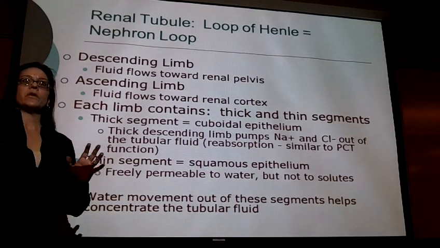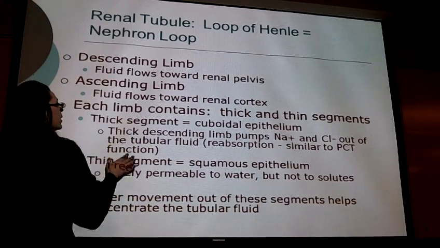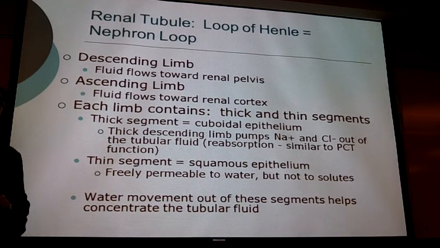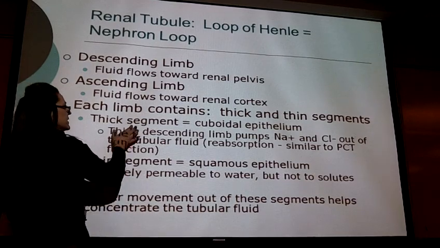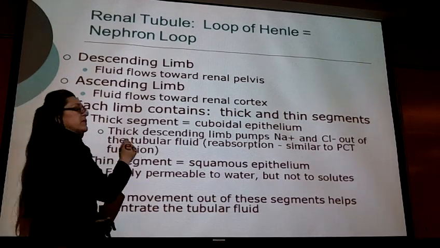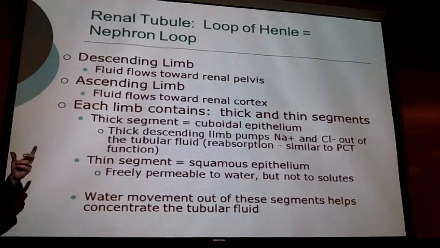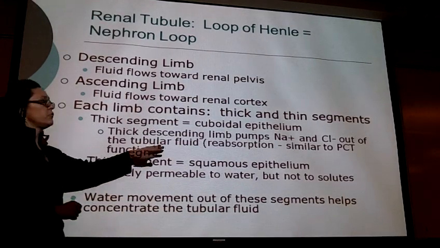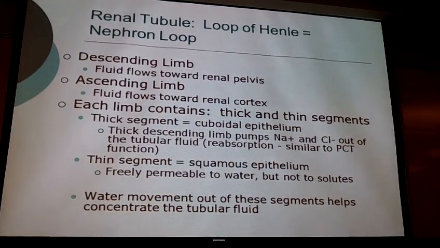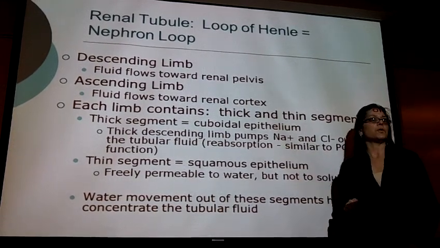And I'm not really concerned that you know that so much. What I want you to know is that these different parts of the limbs are going to be selective for certain types of compounds. So what we're going to see is in the thick segment, this cuboidal epithelia, we're going to see that there are pumps in there. Pumps for sodium and pumps for chloride. And we're going to be able to pump sodium and chloride out of the tubular fluid, which would be here, the filtrate. We're going to be able to pump it out of the tubular fluid and into our peritubular capillaries.